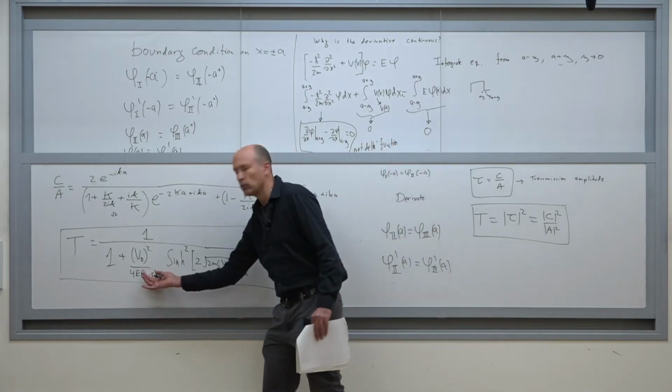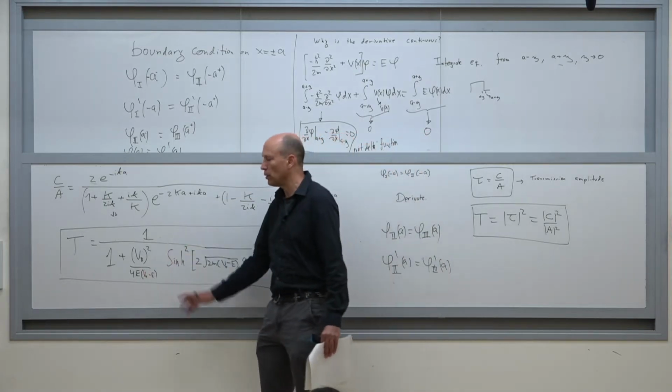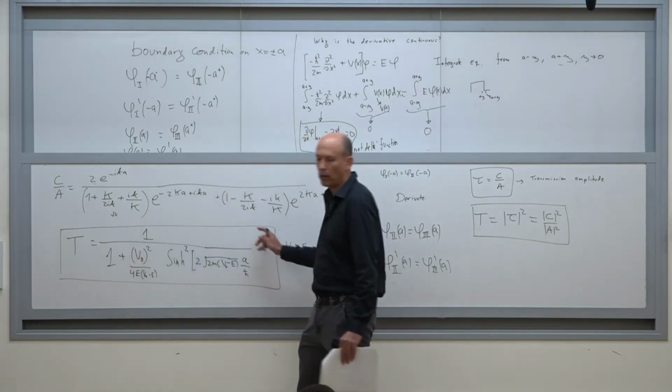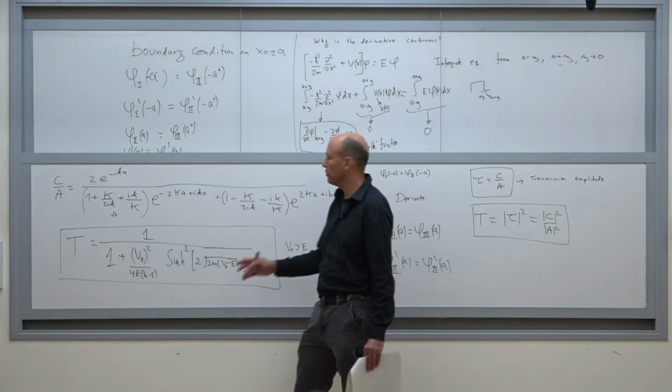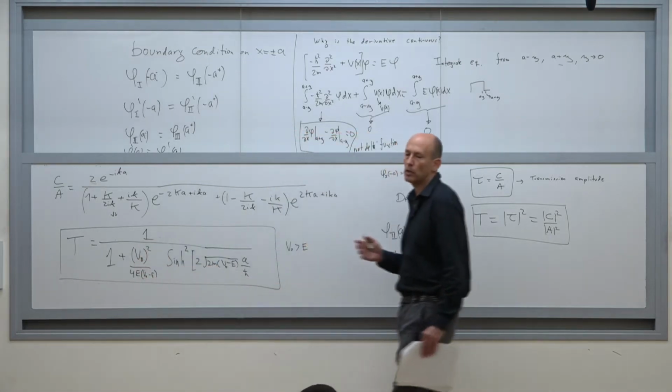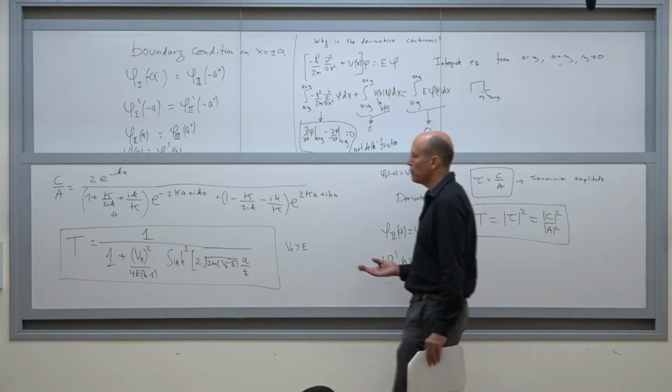I wrote it like that, and then it would be bad, because that could be negative and as big as you want. So you see here I have some positive number. E is bigger than 0. V0 is bigger than E. All this is positive. Sinh hyperbolic is also positive. So this is a number bigger than 1.